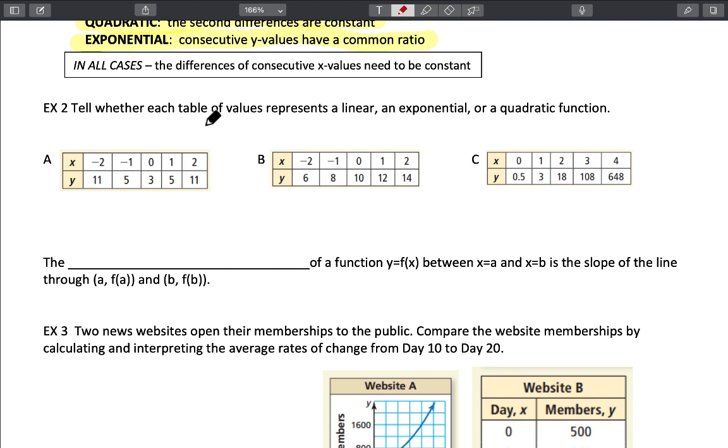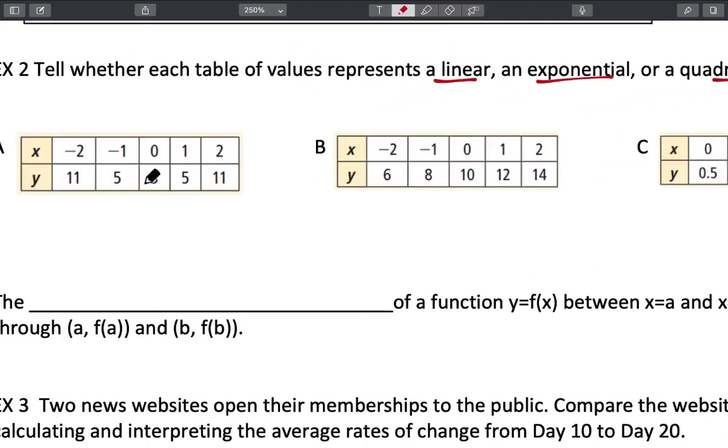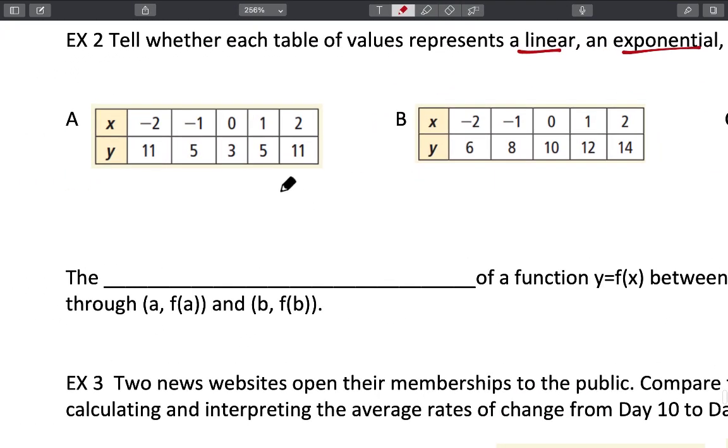So let's take a look at an example here and show you what we're talking about. Tell whether each table of values represents a linear, exponential, or quadratic function. So let's zoom in on our table for letter A. We have our x values of -2, -1, 0, 1, 2, and then our y values of 11, 5, 3, 5, 11. So you might already start to say to yourself, I recognize a little pattern there. However, we're going to show you how to use these first differences.